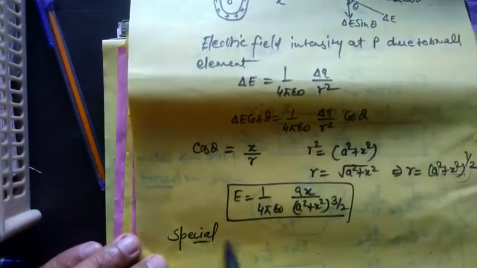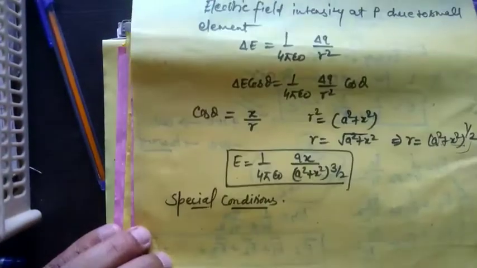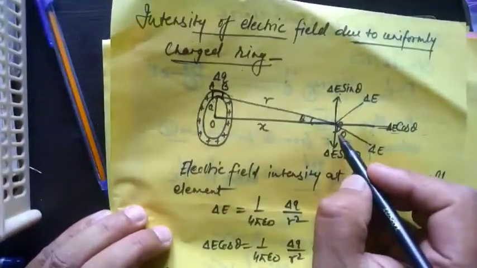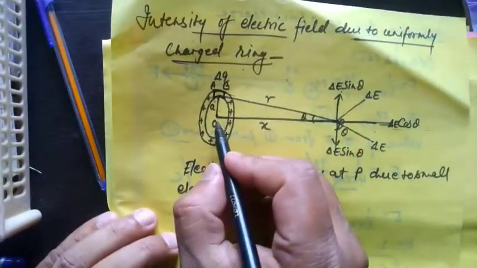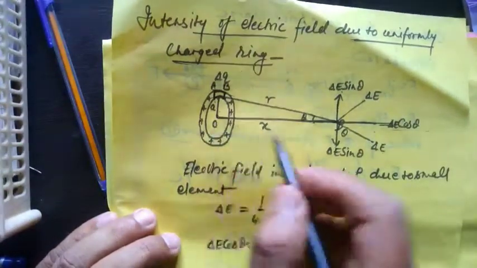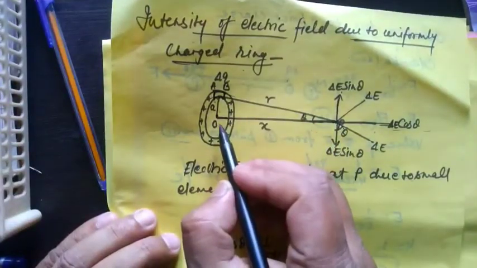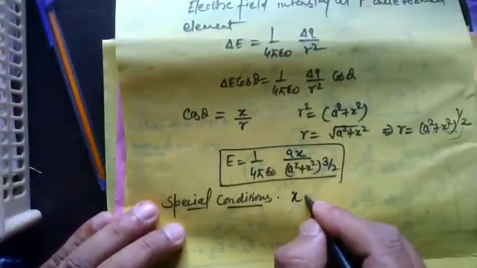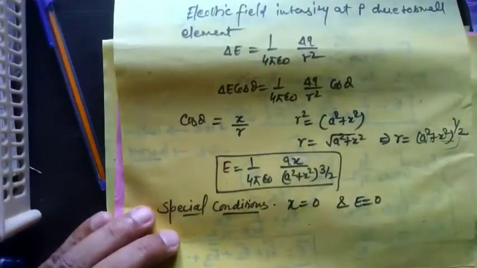A special condition arises here. Suppose that this point P is situated at the center of this ring. Then x equals 0 and E equals 0.